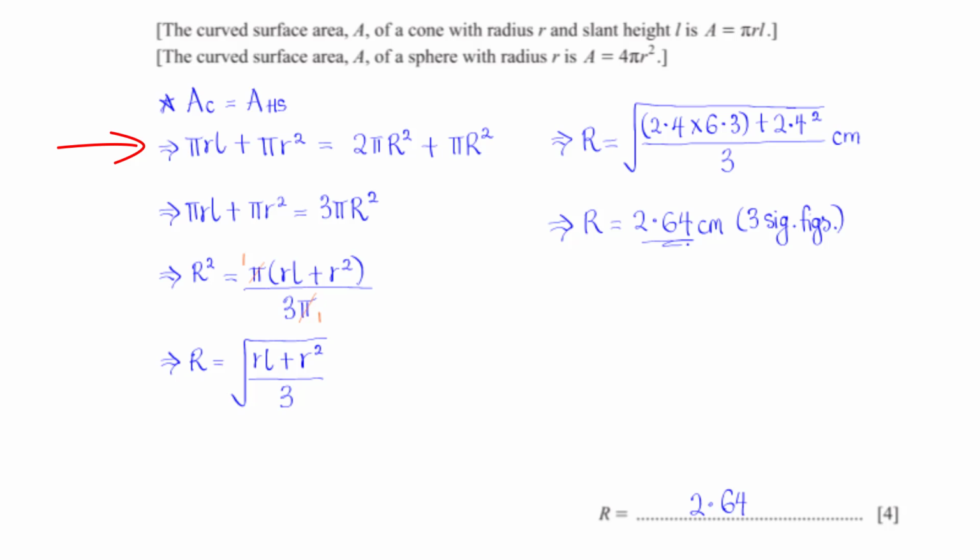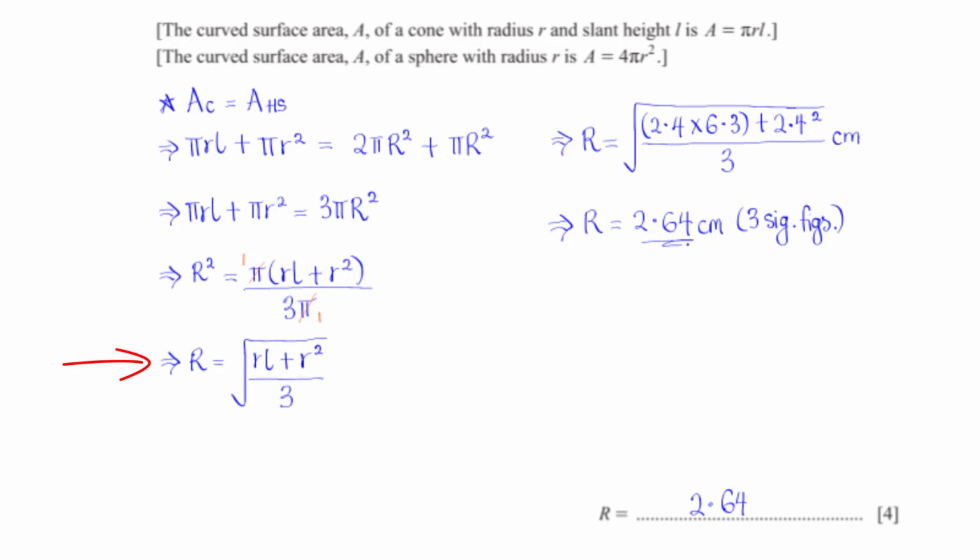And for the hemisphere, the total surface area is equal to its curved surface area, which is 4 pi r squared divided by 2, giving us 2 pi r squared, plus the flat surface area at the top, which is pi r squared. And so when we simplify this equation further, we have r is equal to the square root of r l plus r squared divided by 3.